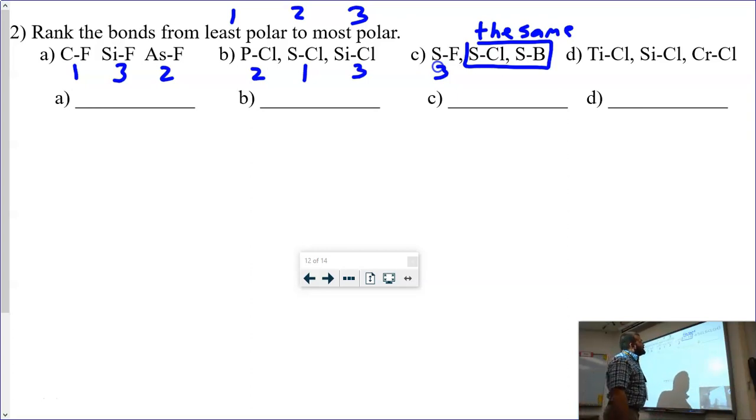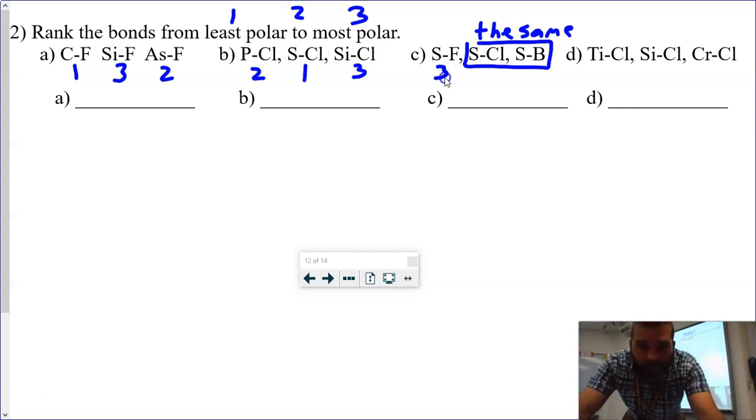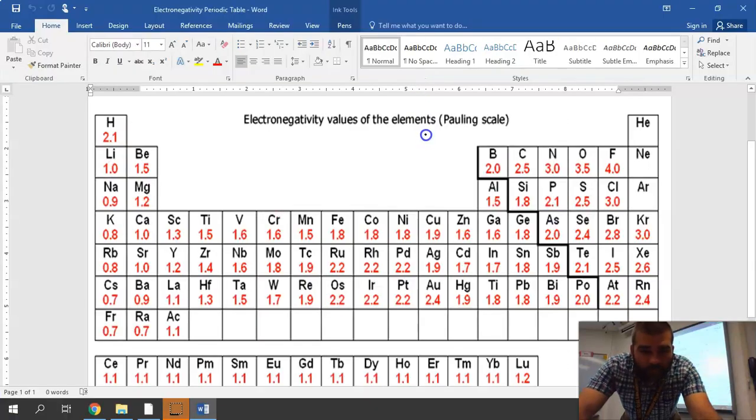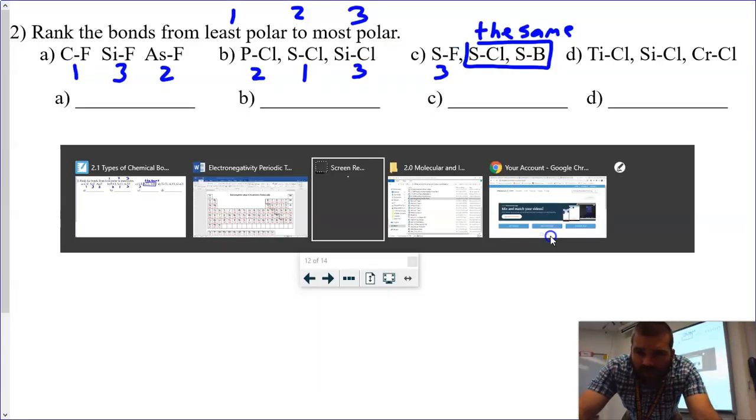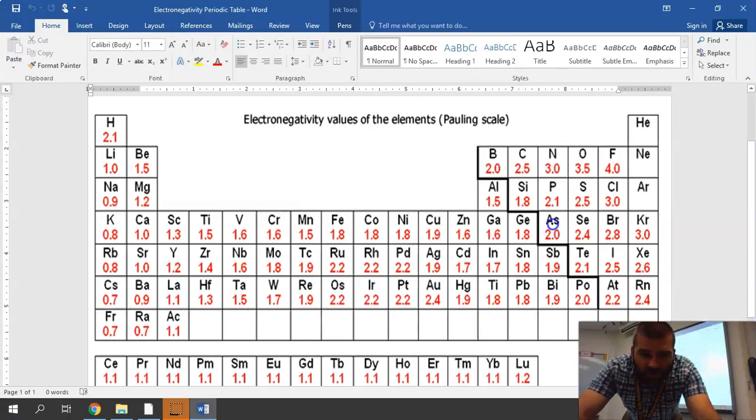All right, last series, titanium and chlorine, silicon and chlorine, chromium and chlorine. Let's go to the periodic table. All right, titanium and chlorine, difference of 1.5. Here's titanium, here's chlorine. Chromium and chlorine, difference of 1.4. Here and here. And my last element was silicon and chlorine. Let's try that. Silicon and chlorine, difference of 1.2.